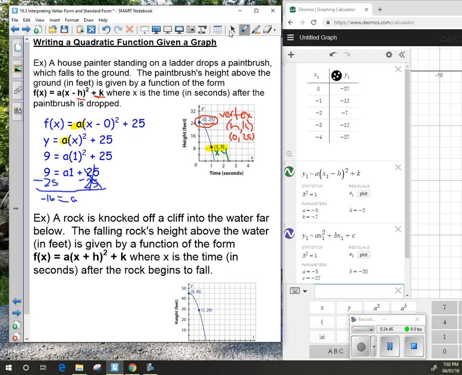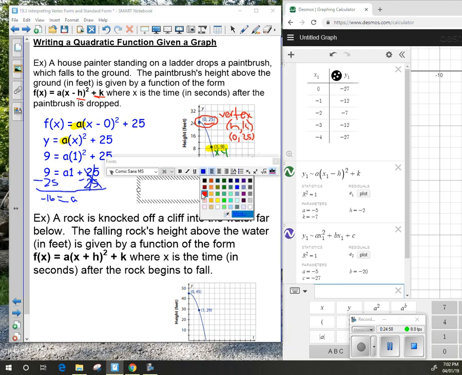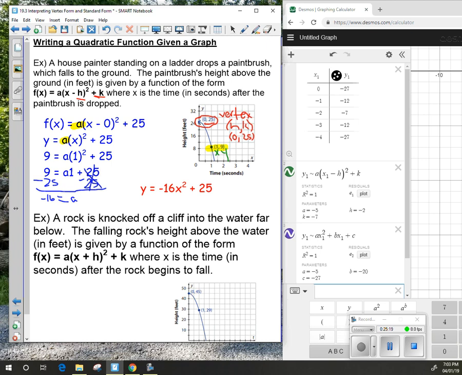So now that I have those values, I can write my function again. My final answer here would be y is equal to negative 16 x squared plus 25. And again, because the a is negative, we know that parabola is opening down. And that's really what happened.